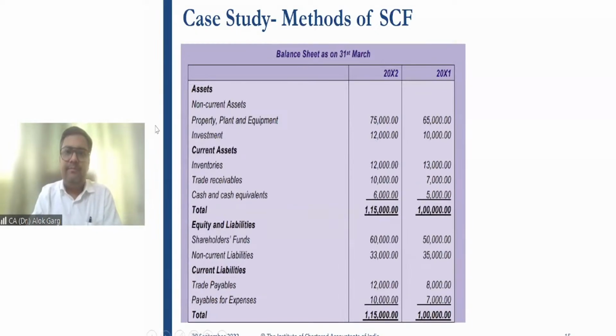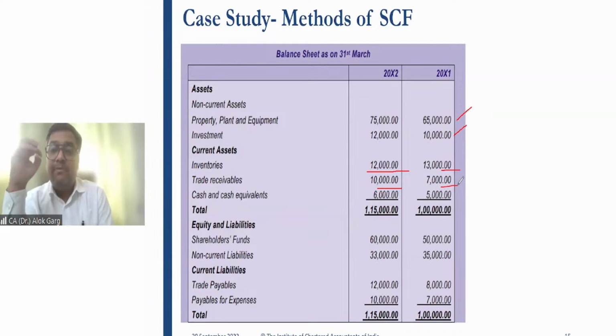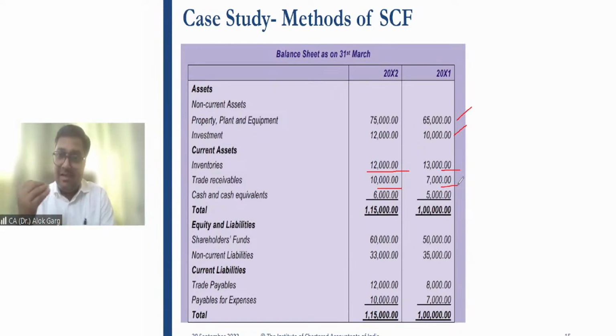In the balance sheet, non-current assets like PPE are there, and investments. Inventory has increased from 12,000 to 13,000. It means there were purchases also. Debtors have decreased from 10,000 to 7,000. There were sales of 5 lakh rupees, and an opening debtor of 10,000 rupees, but still the closing debtor is less than the opening debtor. What does it mean? It means the company has collected more cash than whatever it has sold to the customer. Am I right? This is what we discussed in the first session.